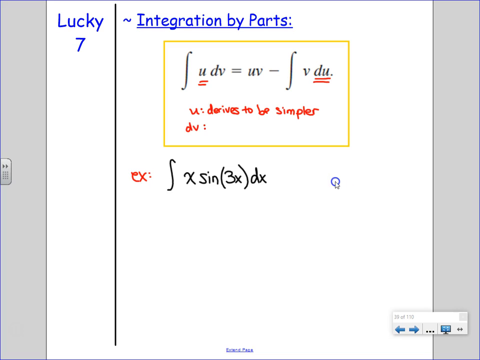You choose the dv based on something that can be integrated. Why is that crucial? Because otherwise it's pointless. If dv cannot be integrated, how on earth am I going to get v? If I can't get v, then I can't do integration by parts. So you're considering two different things when you're trying to do integration by parts. When you look at an integral, you're trying to choose a u and choose a dv. And just a hint, the dv always has the dx. Why? Because he's a derivative. He's going to have the dx as a part. The dv is always going to have a dx. The dx, he's going to take along with him, and then the u derives to be simpler.